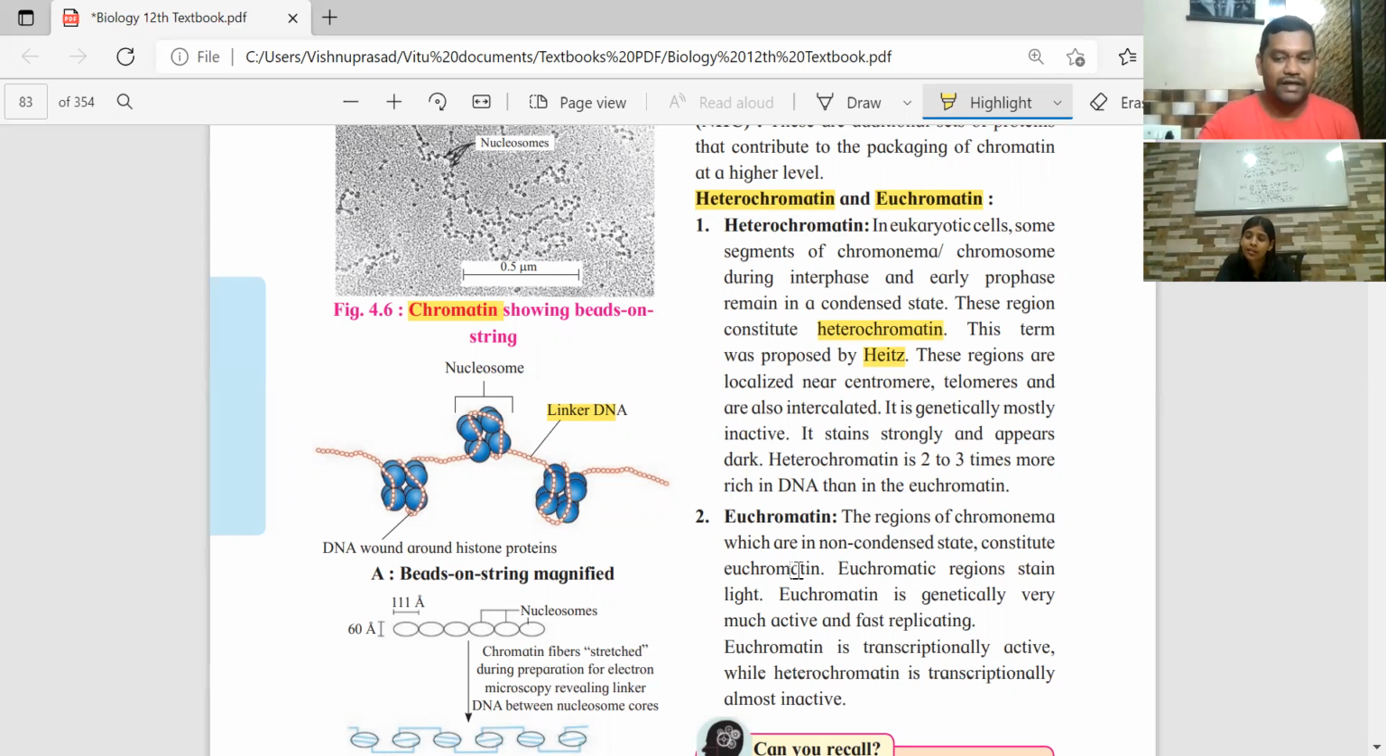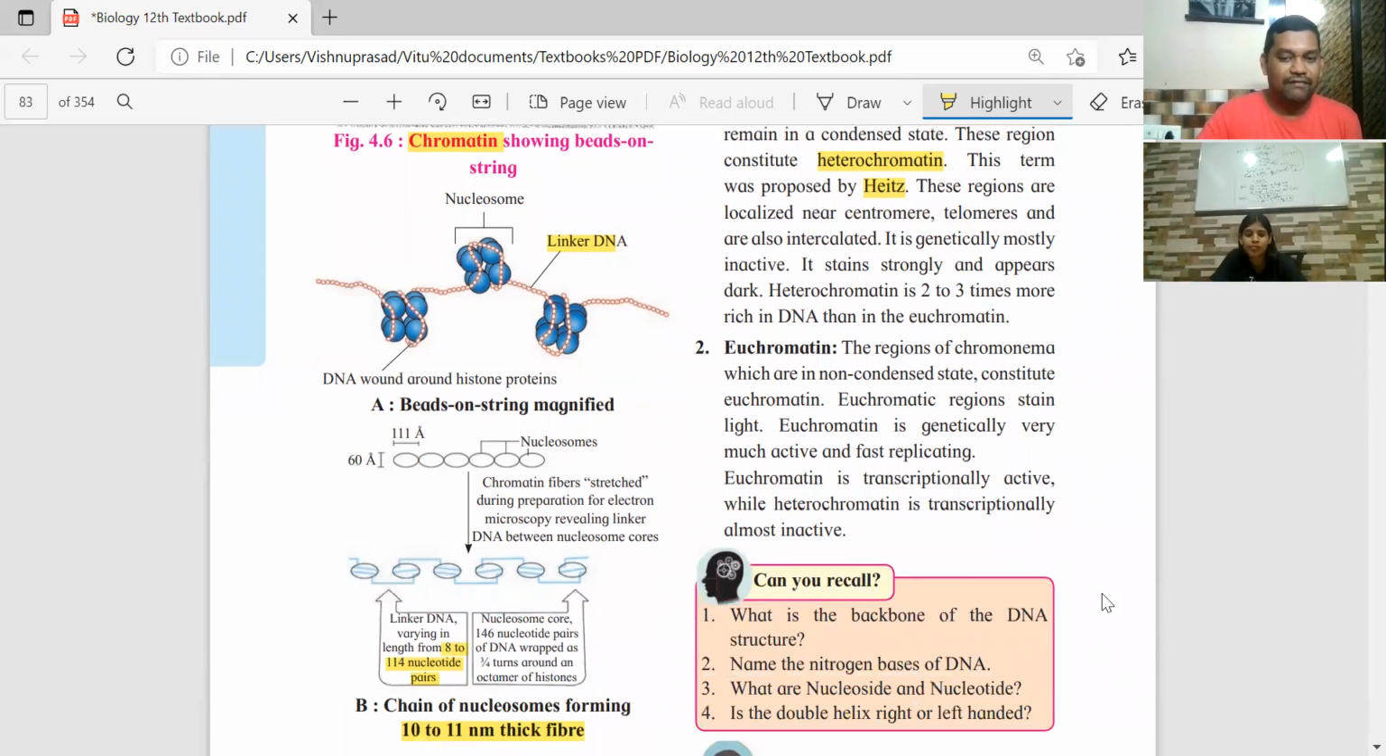Euchromatin is the opposite one. It is genetically very active. They do not take up a lot of stain. They stain very light. So it is in a non-condensed state in the cell. That's why euchromatin is the one which remains functional and which undergoes transcription followed by translation.